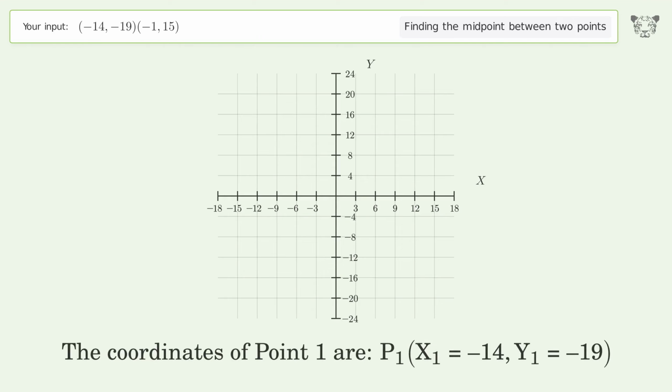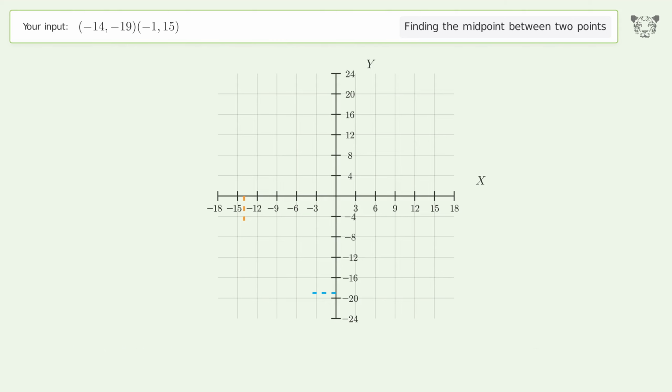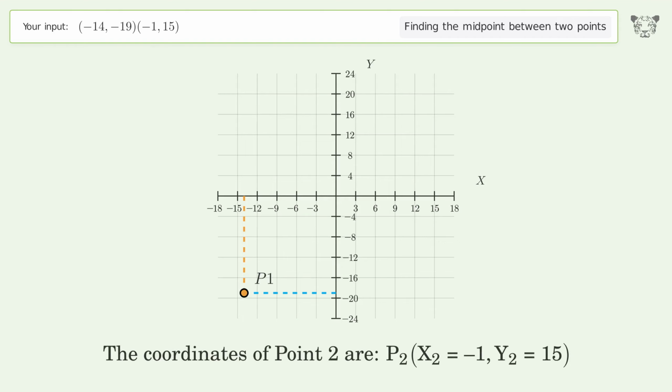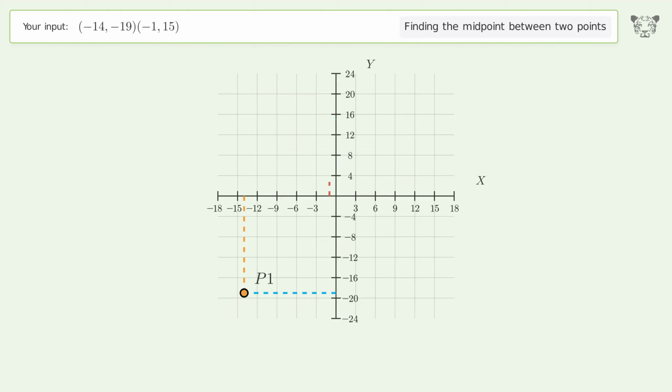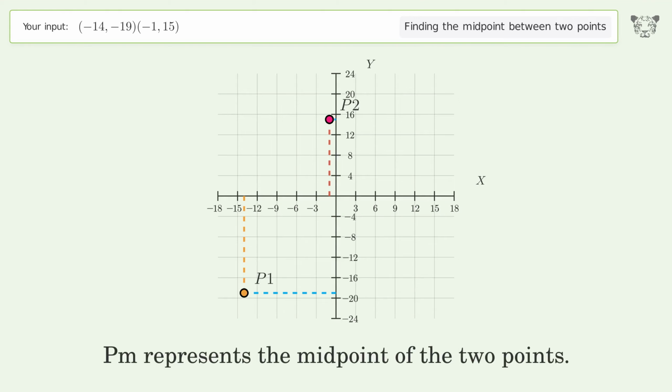The coordinates of point 1 are, x1 equals -14, y1 equals -19. The coordinates of point 2 are, x2 equals -1, y2 equals 15. PM represents the midpoint of the 2 points.